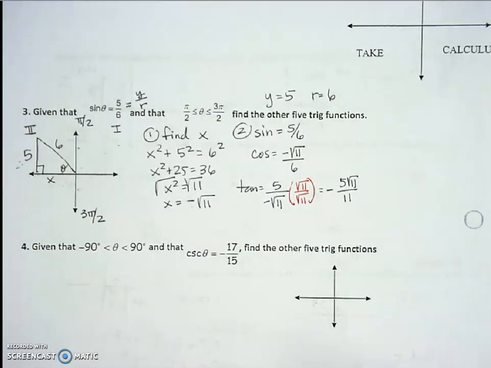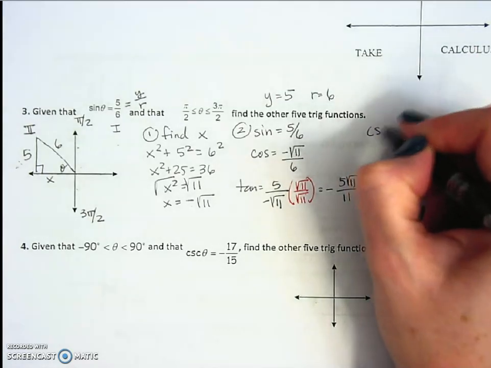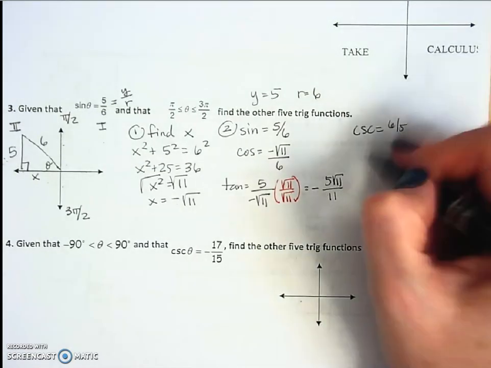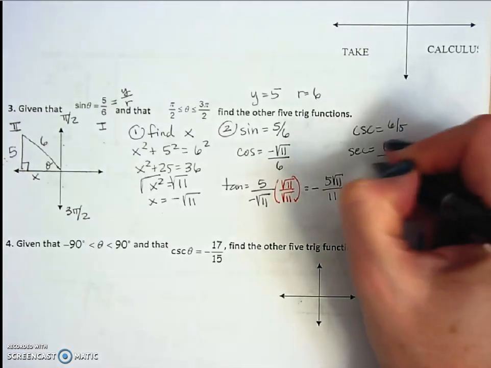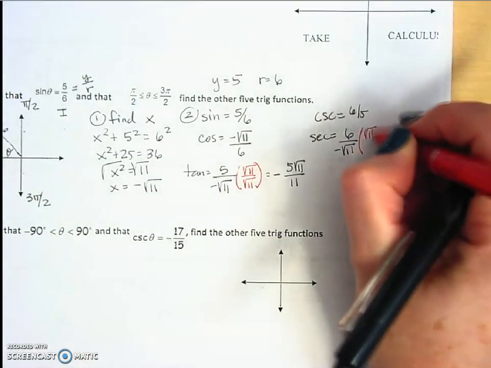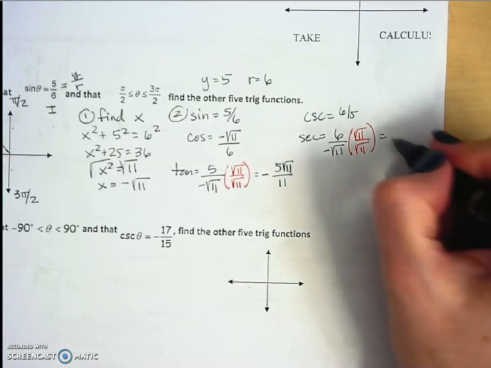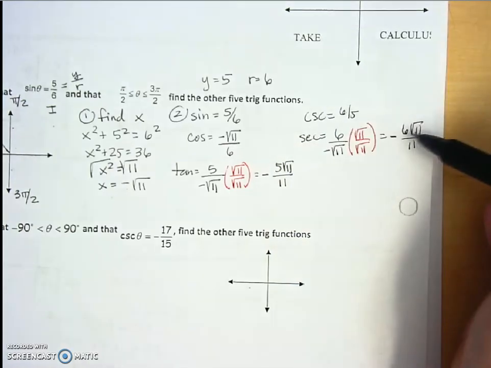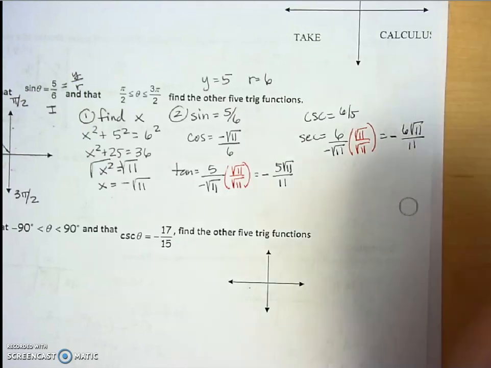Now I do my reciprocal functions. Reciprocal of sine is cosecant. So flip this fraction, it becomes 6 over 5. Secant means flip this one, so that becomes 6 over negative rad 11. Rationalize the denominator. Don't include the negative when you're rationalizing. The negative can go out front of your final answer. And then always check if you can simplify this fraction, 6 over 11. We can't, but you do always want to check for that.